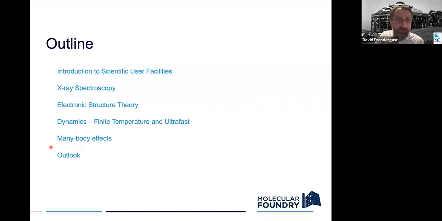As Omo mentioned, I'm going to talk about X-ray spectroscopy today. I'll start by briefly introducing the concept of a user facility and what it means. Many of you may have used user facilities before, but if not, maybe it's helpful for you to understand how that works. After describing X-ray spectroscopy, I'll try to connect it to electronic structure theory and how we actually simulate that measurement. Then I'll talk about how these kinds of measurements can reveal dynamics in materials, either at finite temperature or in the ultrafast regime, so processes that occur in less than a picosecond. And then I'll talk about many-body effects and provide some outlook.